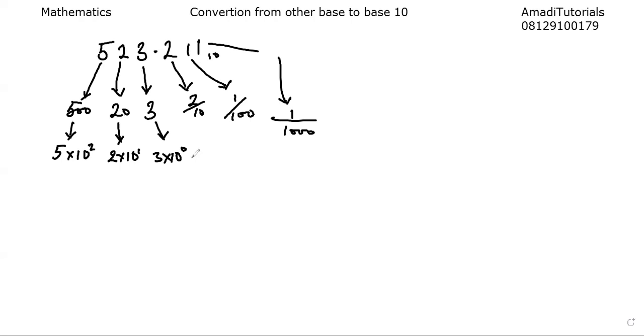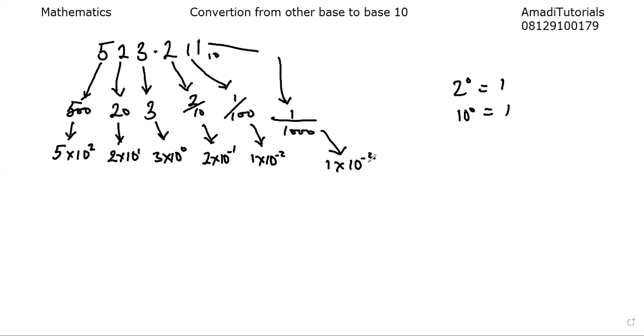Anything raised to the power of 0 is 1. 10 raised to the power of 0 is 1. And this other one, if you have to express it in standard form, this one will be what? 2 times 10 raised to the power minus 1. This one will be 1 times 10 raised to the power minus 2. And this last one will be 1 times 10 raised to the power minus 3.